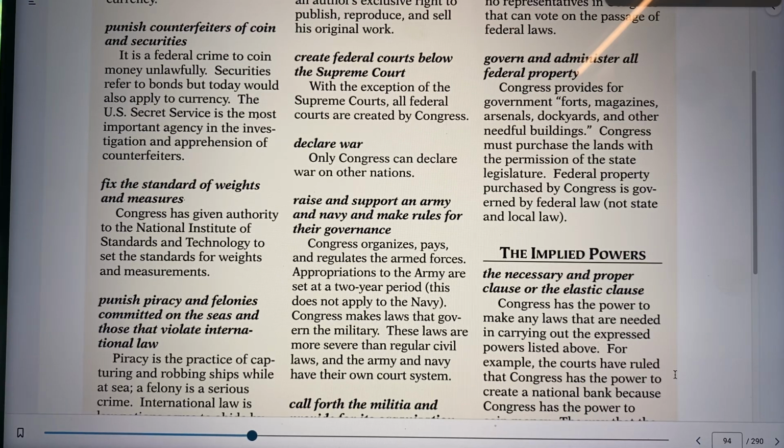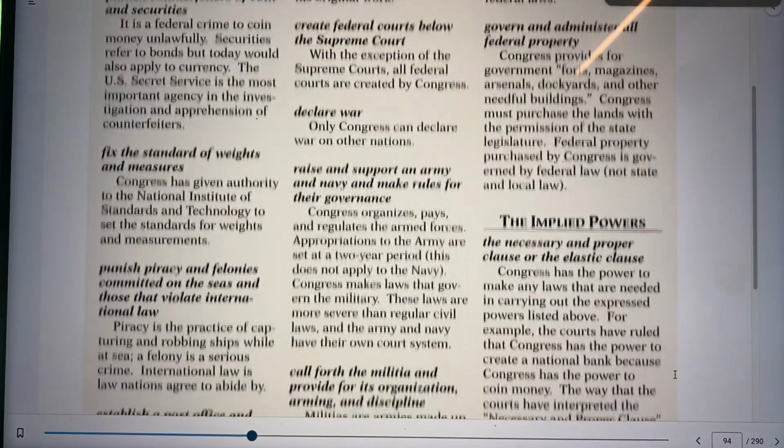Congress also governs and administers all federal property, like our forts, our magazines, our arsenals, our dockyards, and other needful buildings. These are all buildings that Congress needs to provide for. So they must purchase the land for them, with the permission of the state legislature. They have to ask the states if they can purchase the land, and then the federal property purchased by Congress is governed by federal law. So we have our forts and arsenals and all these things that Congress takes care of.